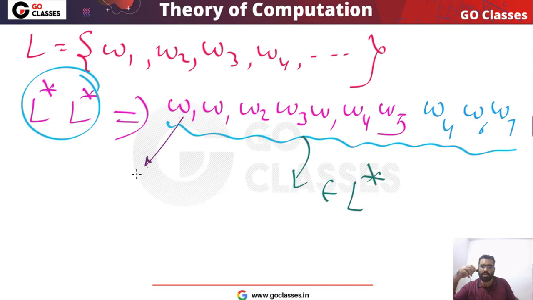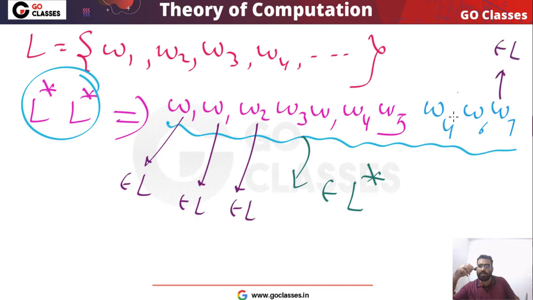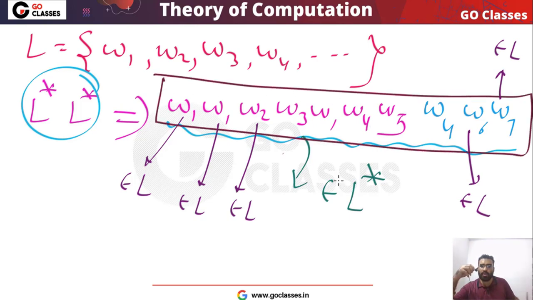You can notice this is from L, this is from L, this is from L, this is from L, so this is also from L. So finally I can say that this string that you have also belongs to L star. This complete string also belongs to L star.